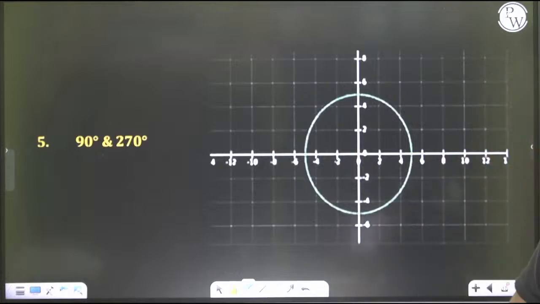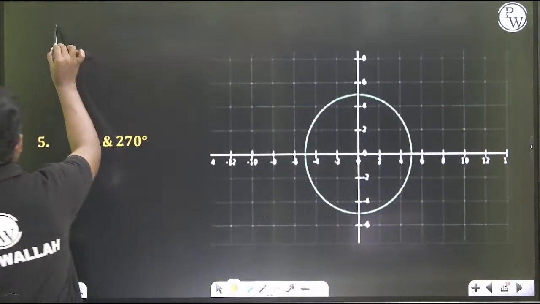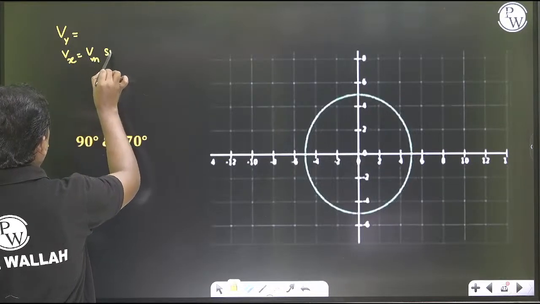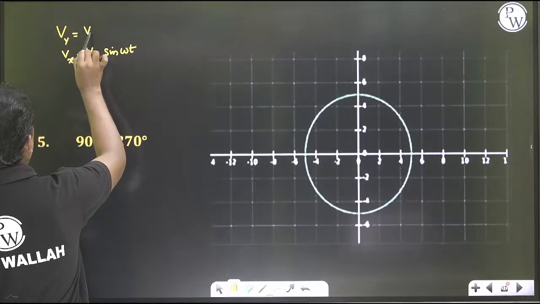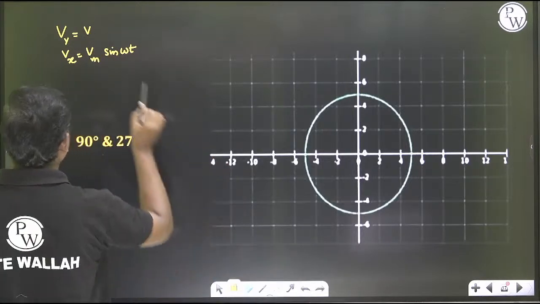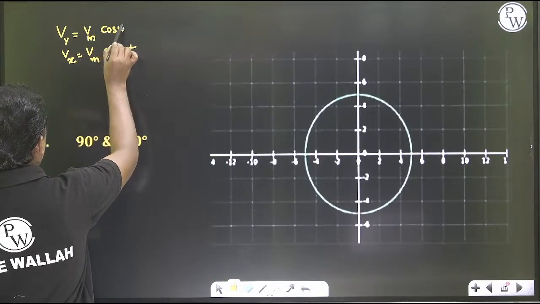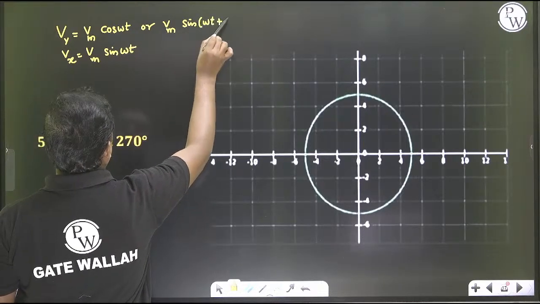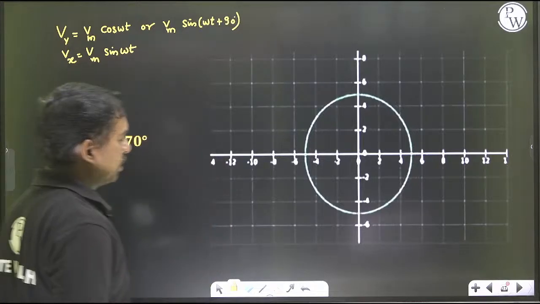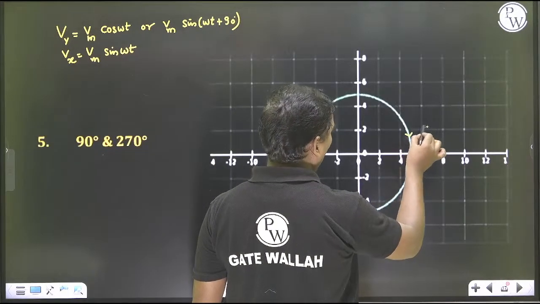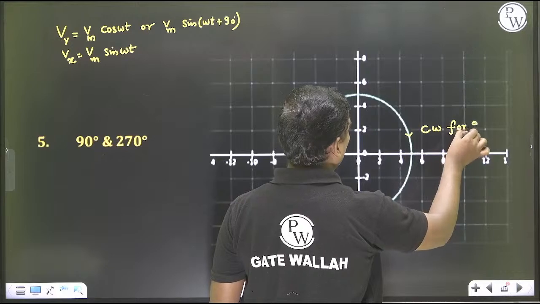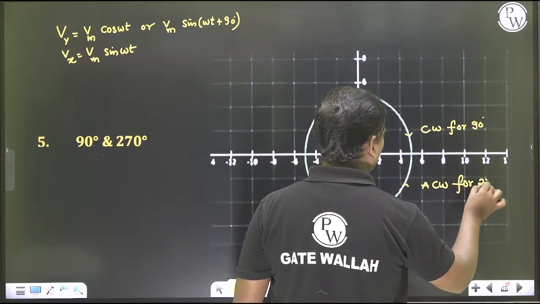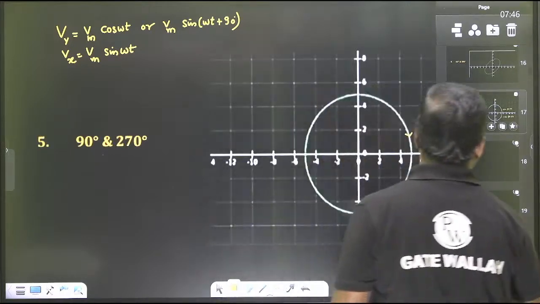So when there is a phase shift, what does that mean? If I am taking Vx and Vy, Vx is equal to Vm sin omega t, and Vy is Vm cos omega t, or Vm sin(omega t plus 90). In that scenario we get this circle, clockwise for 90, anti-clockwise for 270. That is the thing.